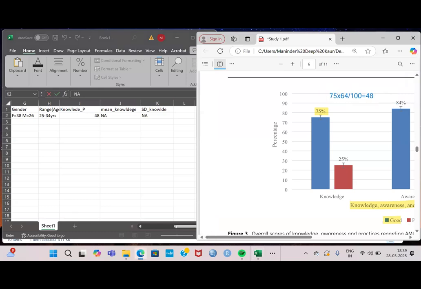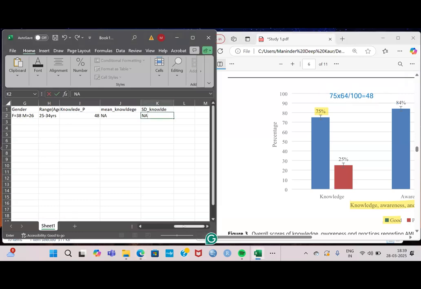Clear? First study is done, so this is the data extraction from the first study. Let's move to the second study.